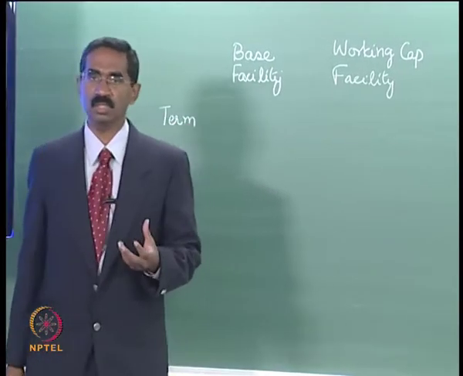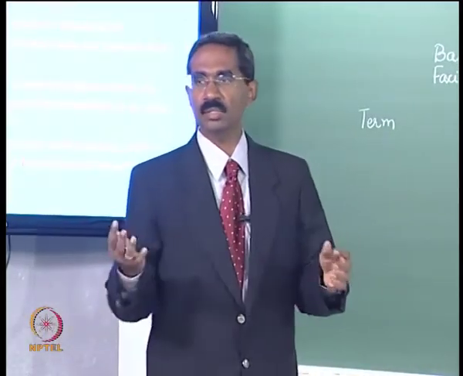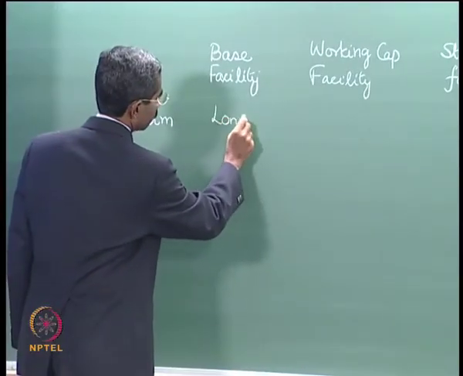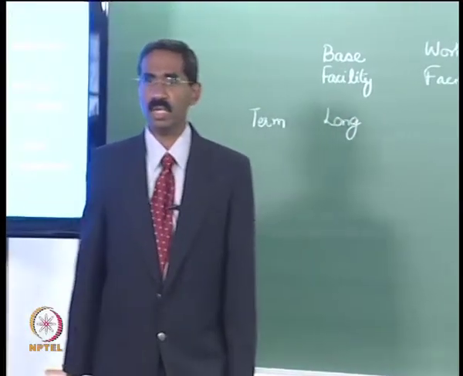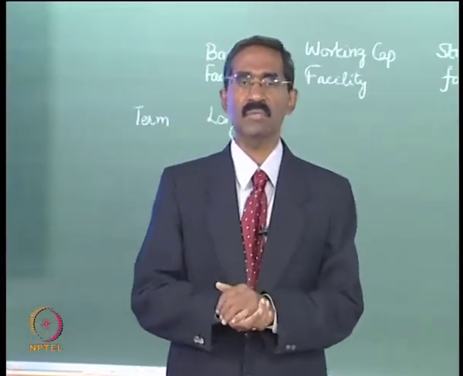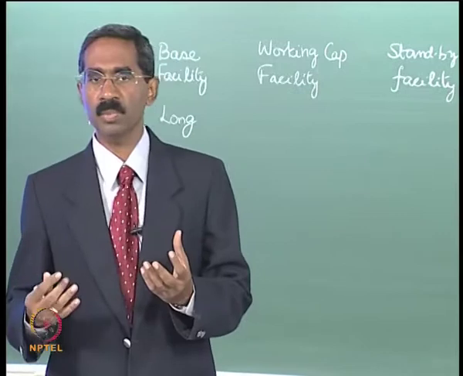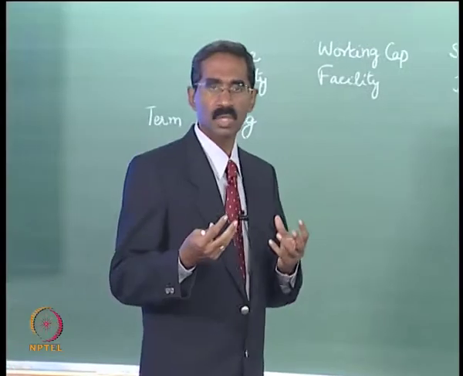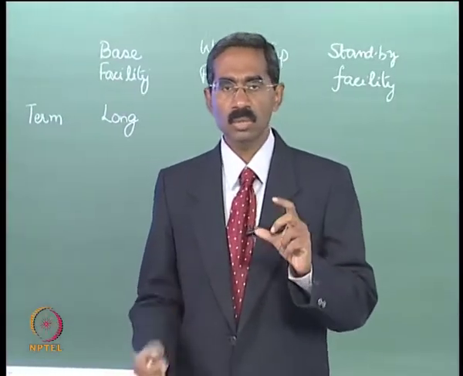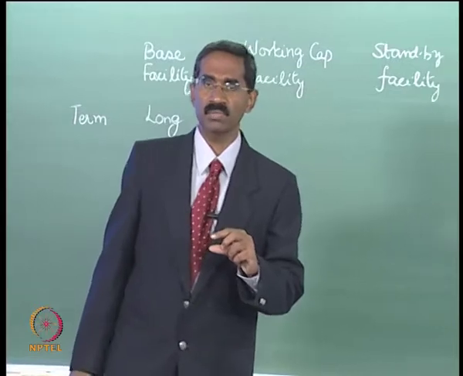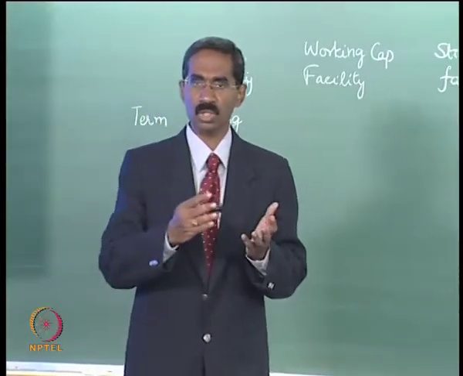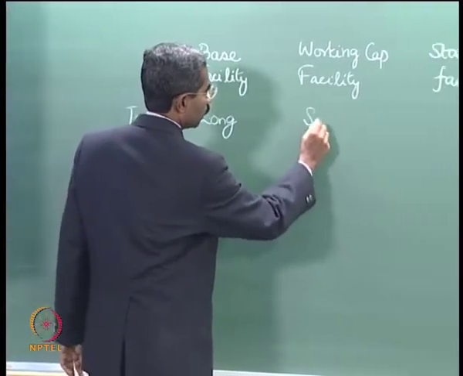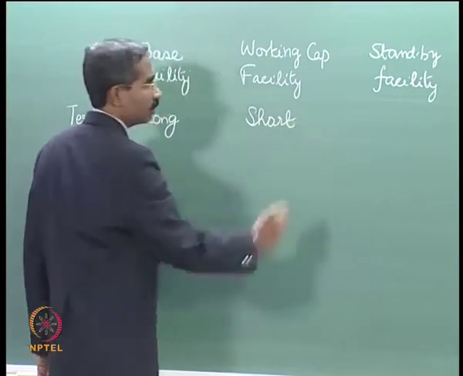So base facility is more or less like a term loan, so therefore it is going to be a long term facility. Whereas working capital facility is essentially a facility that is available after the project begins operations and is needed to take care of the working capital requirements, that is, to bridge the deficit in the cash flow cycle. So essentially the duration of the working capital facility will technically be short, and it's going to be on a revolving credit basis. So we have what is called a short term credit for working capital.